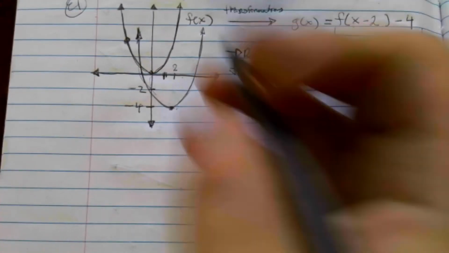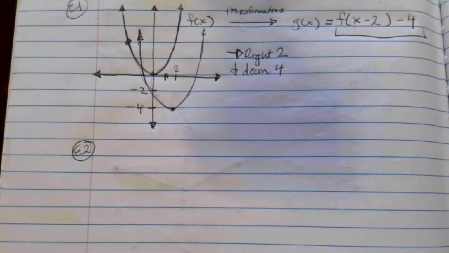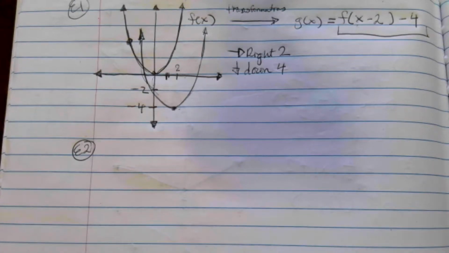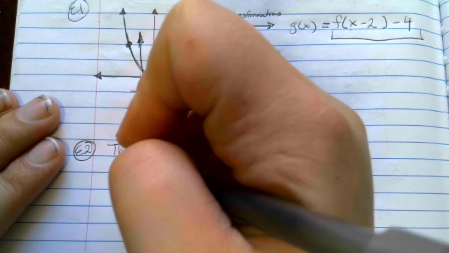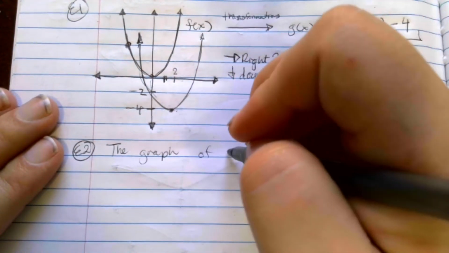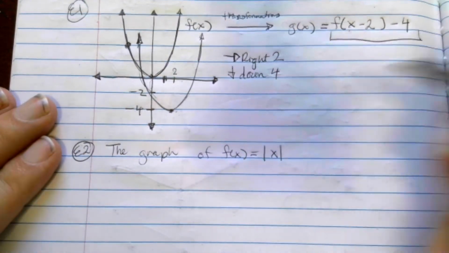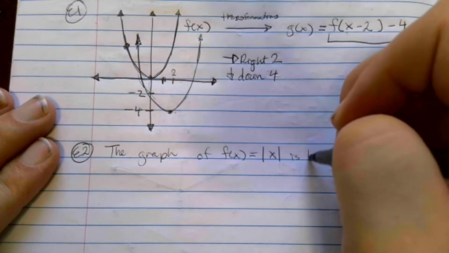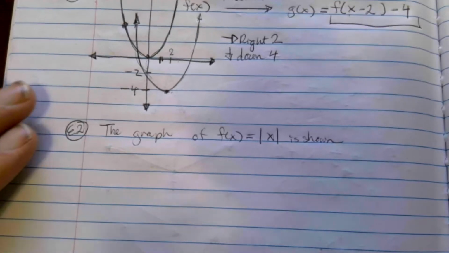Let's say they give you, okay, this is going to be example 2. Let's say they give you something different. Let's say that they give you an equation, and they say, all right, the graph of f of x is equal to the absolute value of x is shown. And let me give you a quick drawing of that.